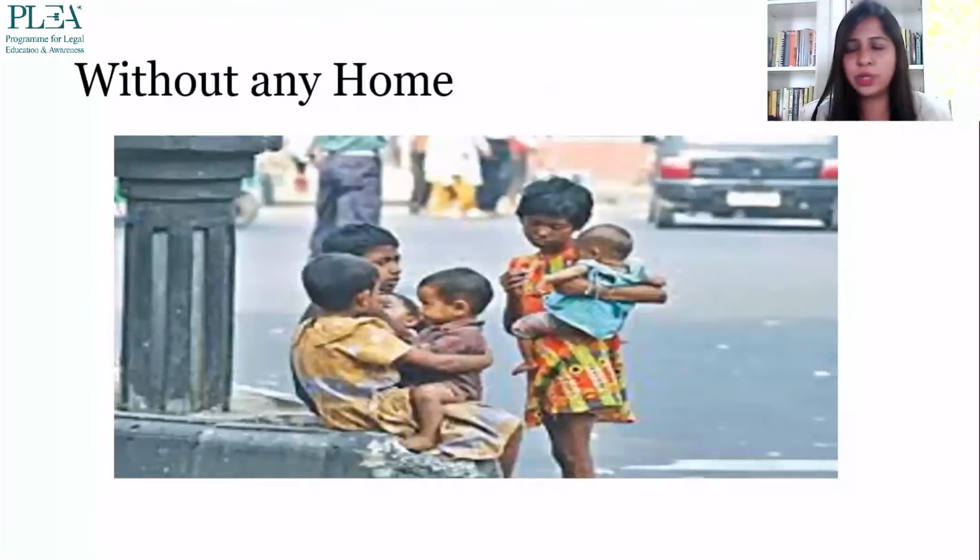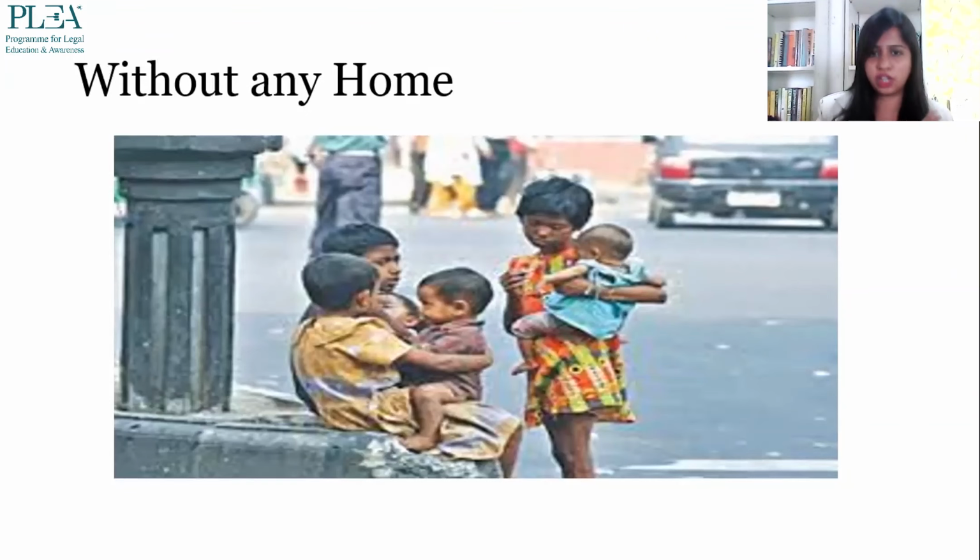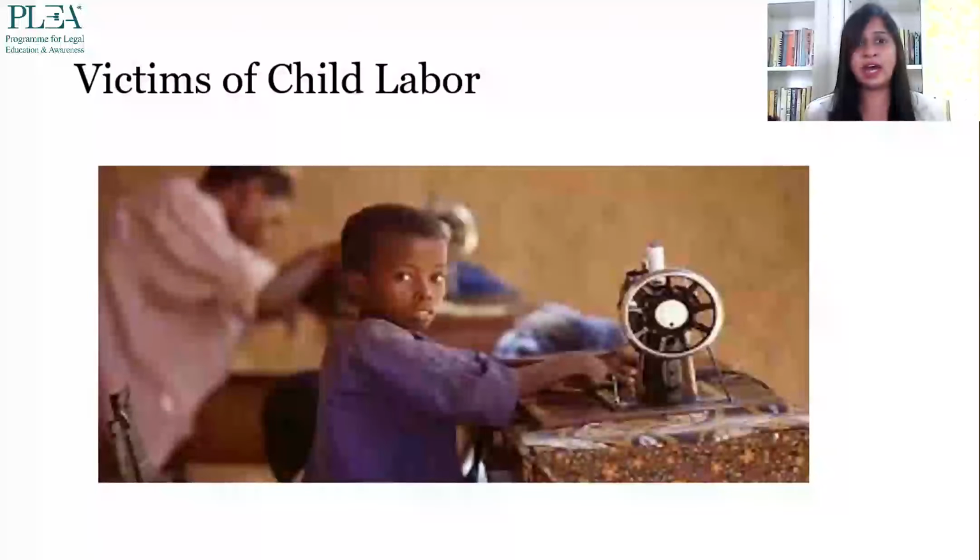So any child who is found without any home, on the streets also we find without any home, which generally means without any parental support, nobody to take care. Like the participant has rightly mentioned, they have nobody to take care, no guardian to take care. That child will be termed as a child in need of care and protection, and such a child can be brought before the Child Welfare Committee. Then there are victims of child labor. In our case, this child, because she was employed as a domestic help, becomes a victim of child labor.